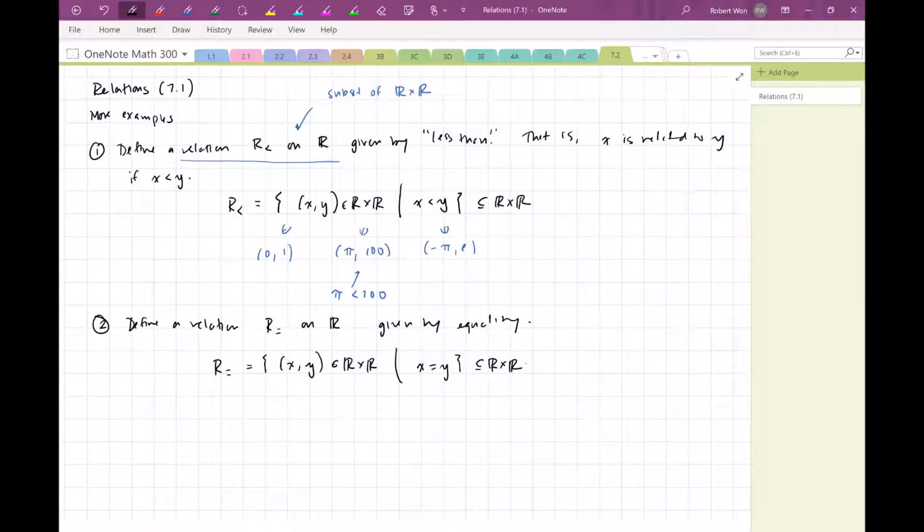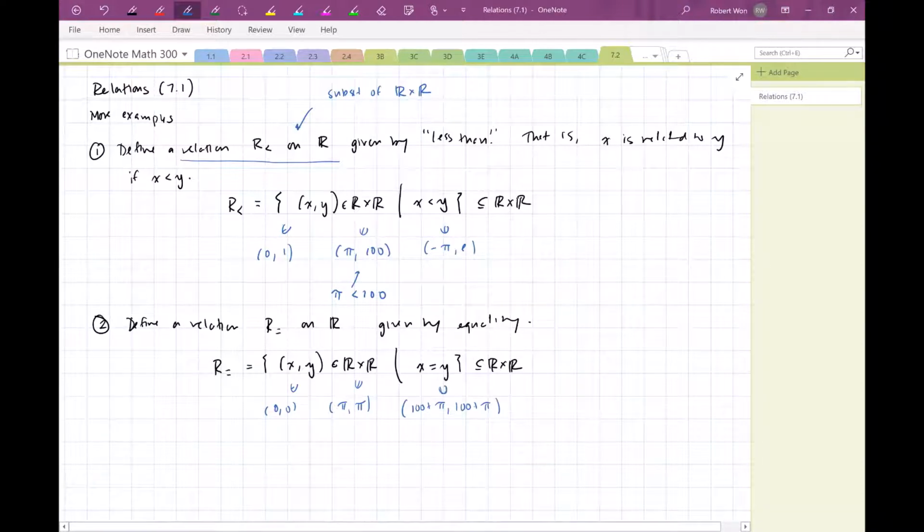So what kinds of elements are inside of this relation? They're exactly the things that look like (0, 0). (0, 0) is in here, right? (π, π) is in here. (100 + π, 100 + π) is in here. It consists exactly of all of those ordered pairs where the two coordinates match. Okay? This is like the diagonal of R cross R, right?